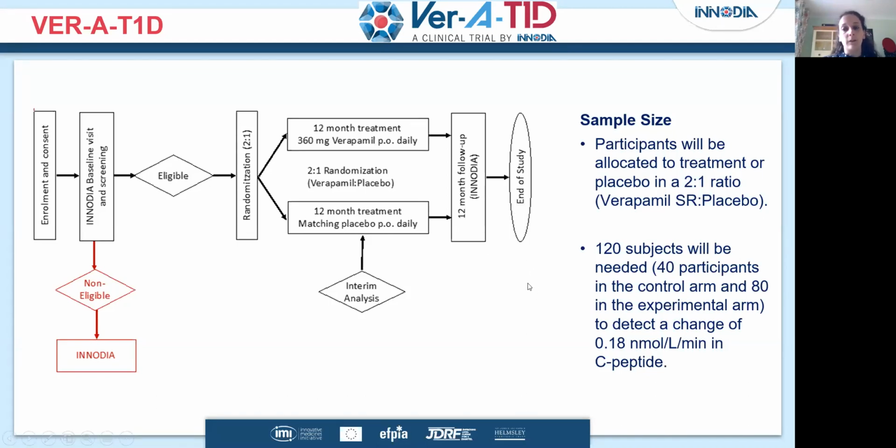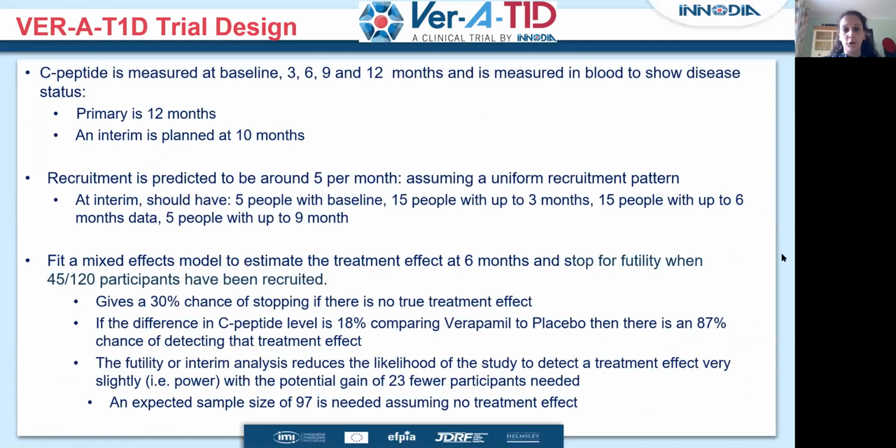And we need 120 subjects to be recruited, so 40 participants in our placebo or control arm, and 80 participants in our verapamil or experimental arm, to detect a change of 0.18 in our C-peptide measure, which is again measured in blood as a marker of disease burden of type 1 diabetes. So to reiterate, C-peptide is repeatedly measured at baseline, 3, 6, 9, and 12 months, and again is measured in blood to show disease status. Our primary analysis is planned for 12 months, but we have an interim or futility analysis planned at 10 months.